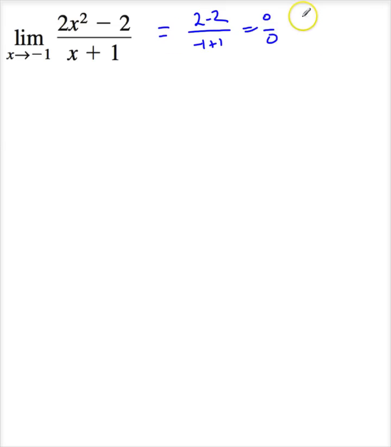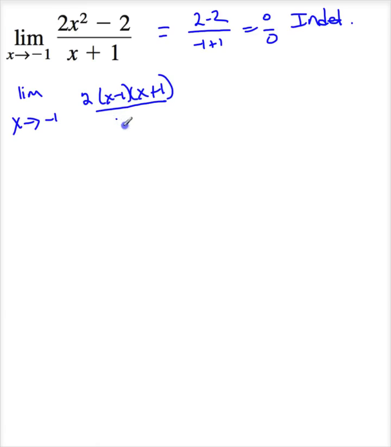As soon as you do this, I want you to write the word indeterminate. So you can't do this. So you have just checked. All right. Let me factor the numerator, the limit as x approaches negative 1. I'll pull a 2 out, and it's going to be x squared minus 1, so it's going to be x minus 1, x plus 1, divided by x plus 1. Those are going to cancel, and this becomes the limit as x approaches negative 1 of 2 times x minus 1, and we get negative 2, negative 4.